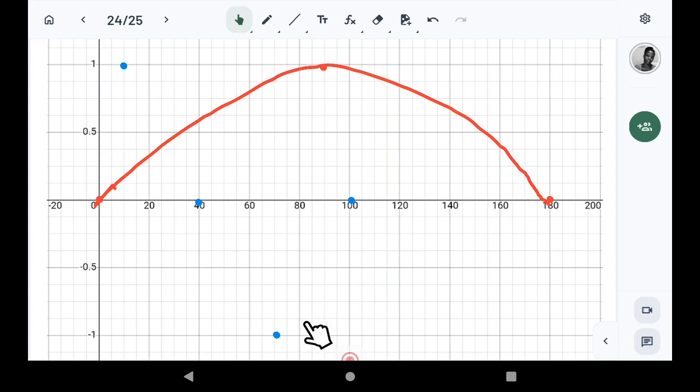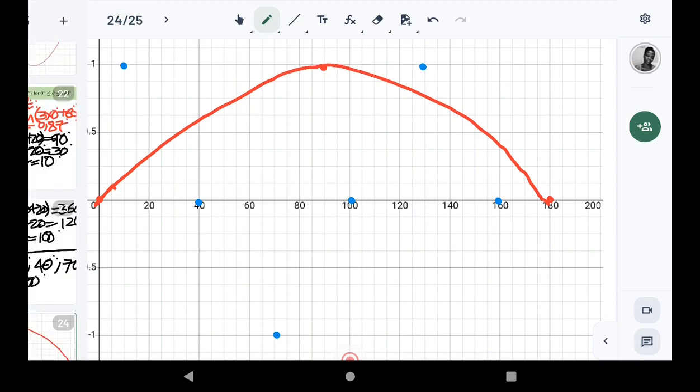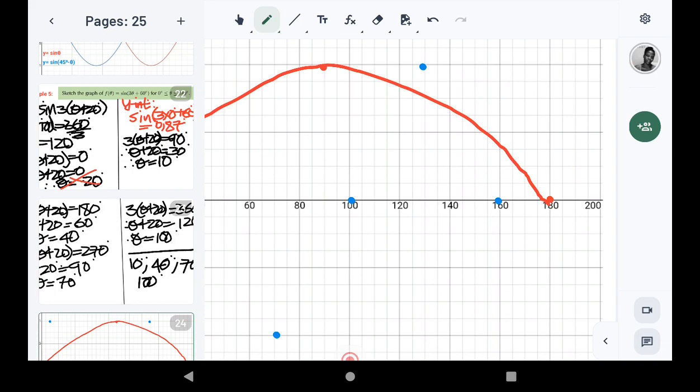Now let's count how many we must skip. We must skip 2, 4, 6. Okay, we have a maximum turning point. And then again another 2, 4, 6, that's a 0. Then 2, 4, 6, that's a 0 at 160 degrees. And then let's see what it does at 180 degrees.